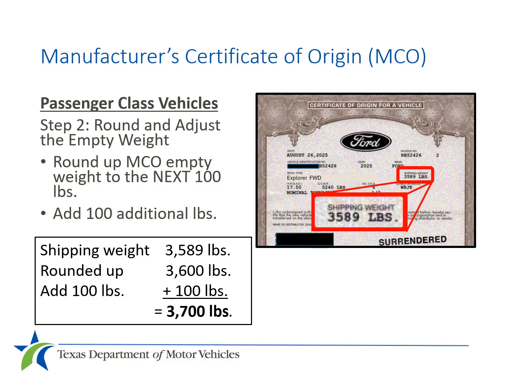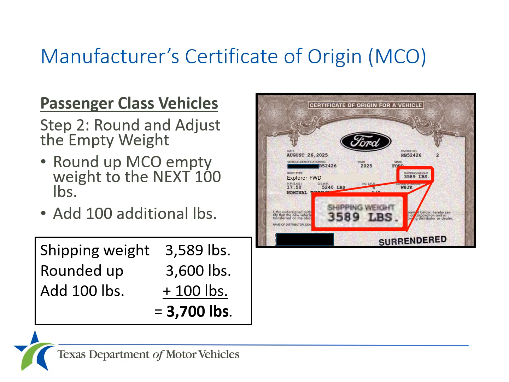In the example shown on the guideline, the MCO reflects 3,589 pounds. When the weight is rounded up to the next 100 pounds, we receive a new weight of 3,600 pounds. Based on rules, we would then add an additional 100 pounds, leaving us with a new empty weight of 3,700 pounds, which is the acceptable weight to be used for the passenger class vehicle title transaction.